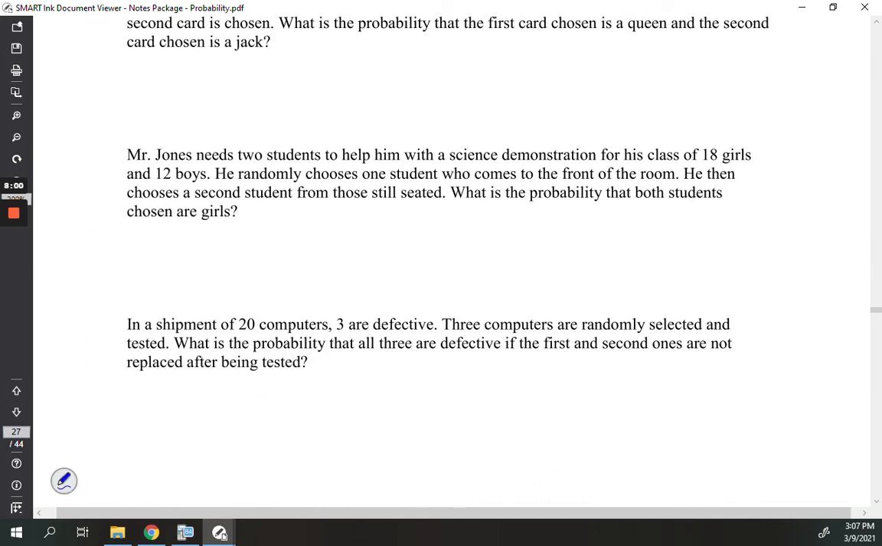Mr. Jones needs 2 students to help him with a science demonstration. The class has 18 girls and 12 boys, so there's a total of 30 students in my class. He randomly chooses one student who then comes up to the room. He then chooses a second student from those still seated. What is the probability that both students chosen are girls? So I want to look at the probability: we have a girl come up and then another girl come up. So for the first probability, a girl coming up, there's 18 girls out of a total of 30 students.